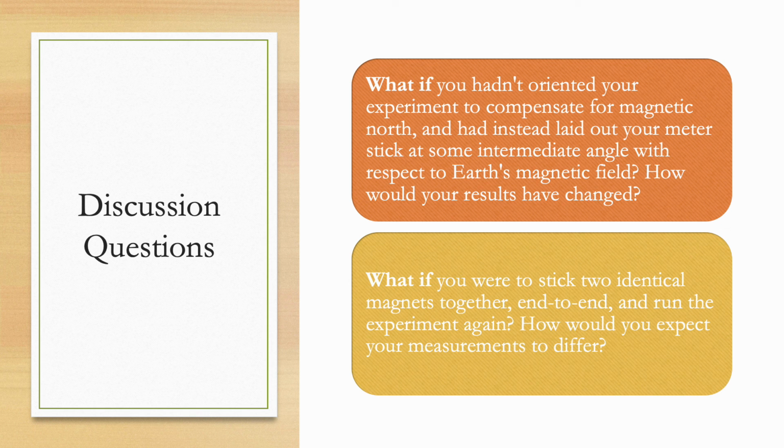What if you were to stick 2 identical magnets together end to end and run the experiment again? How would you expect your measurements to differ? Well, the measurements in the experiment would have increased and potentially doubled because the magnetic field would have combined and increased accordingly.